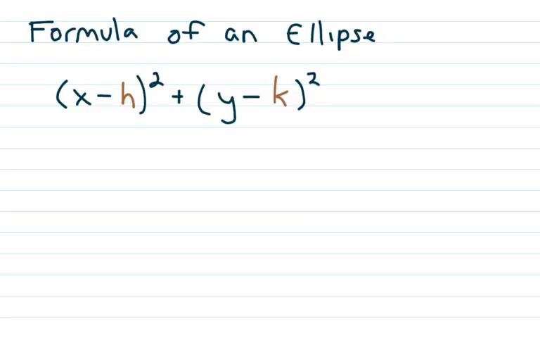Alright, so when talking about the formula of an ellipse, this is something that you guys have seen before. You guys saw this for circles. Only it was set equal to the radius squared. So what changes for an ellipse is that it's set equal to 1. And we have to calculate the major and the minor axis in there.